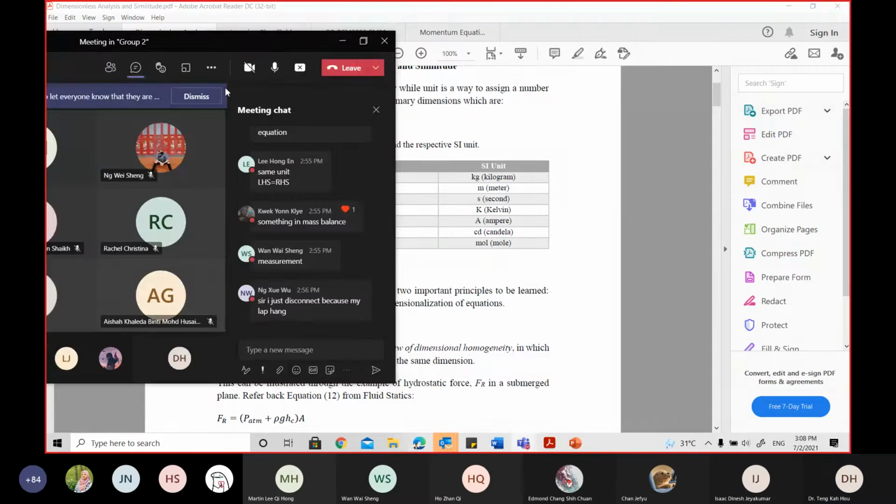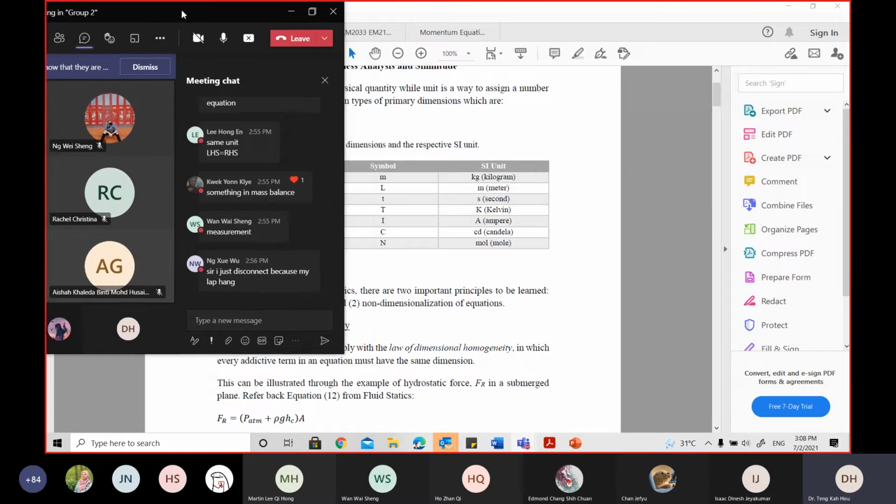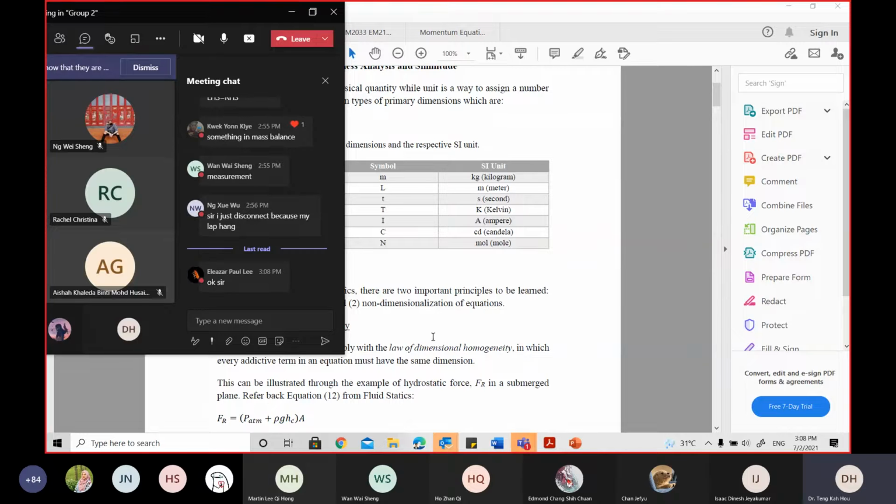And I would say that this chapter is something you must score, because it's so simple and so straightforward. So please score these chapters. Okay.